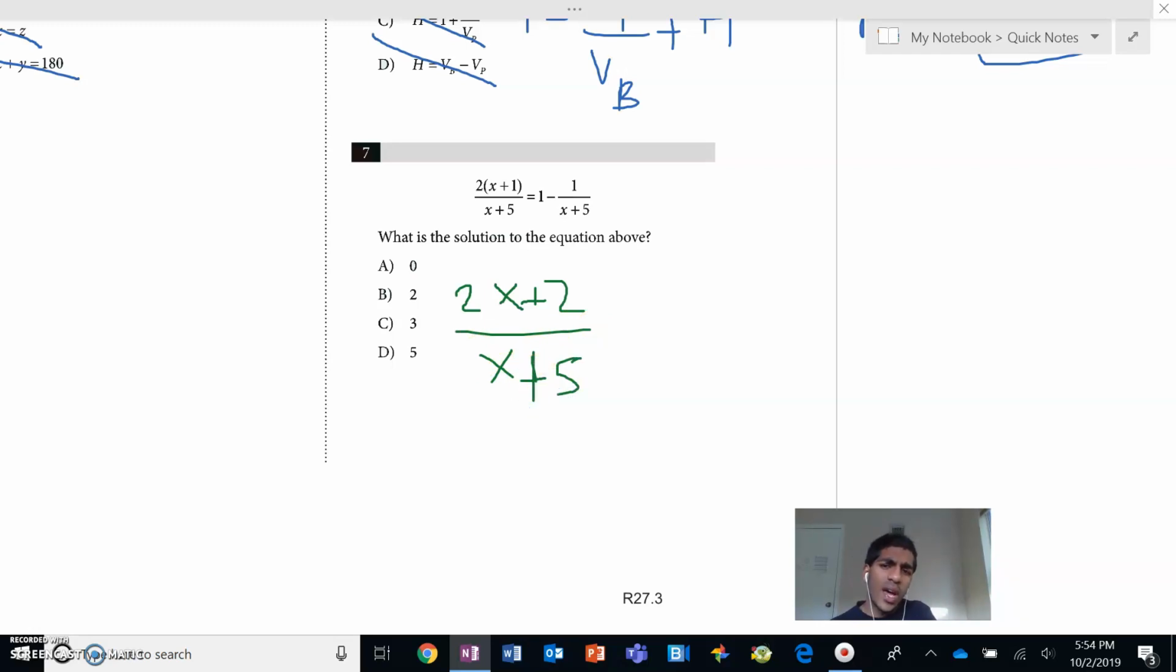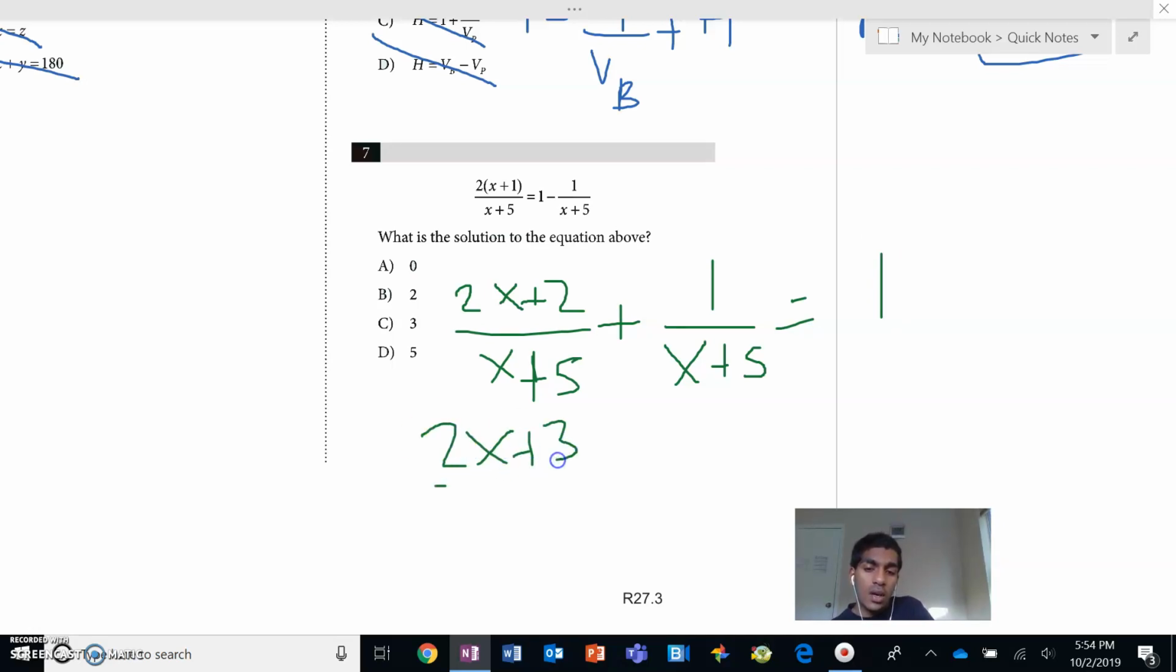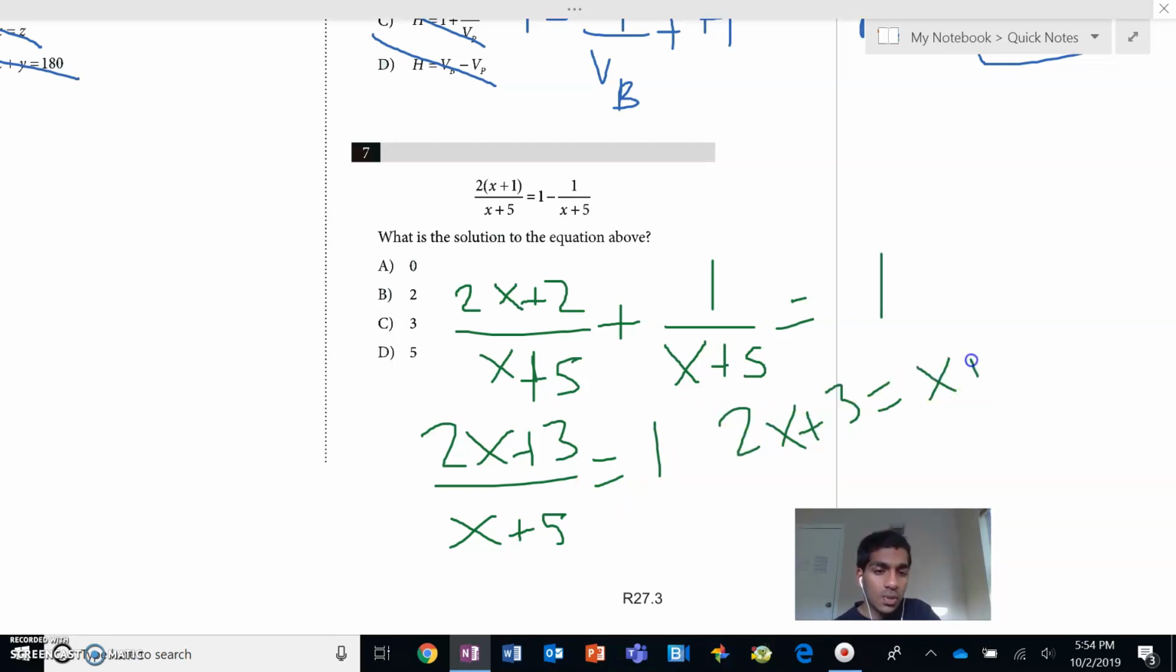And then I'm just going to go ahead and transpose the second term on the right hand side to the left hand side. So I'm just going to be adding 1 over x plus 5 right there, equal to 1. Since I have the same denominator, I can go ahead and combine the numerators. That's 2x plus 3 over x plus 5 equal to 1. And now cross multiplication, our close friend, comes into play. 2x plus 3 equals x plus 5.